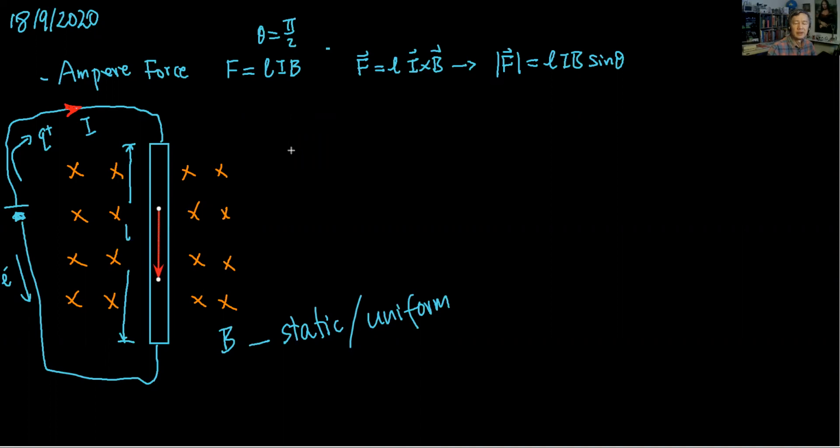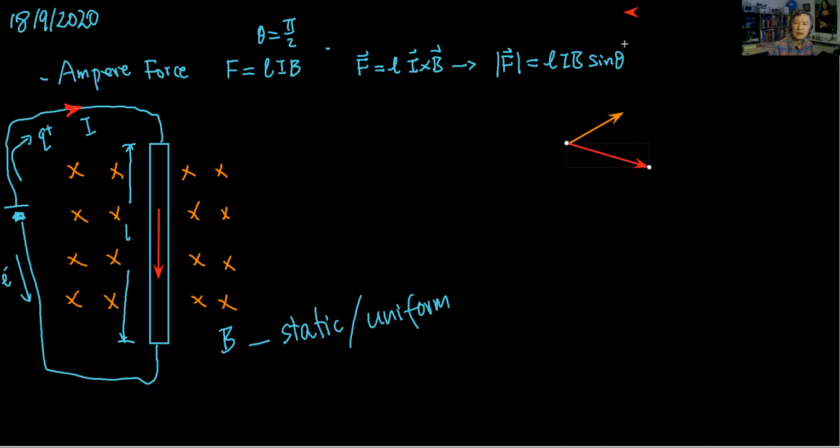From this diagram, can you convince yourself that the angle between these two is 90 degrees? Yes, that's right. Now, have you studied the cross product in vectors? Yes. So how to define it? In this case, we have two vectors: the magnetic field and the electric current. In this case it's 90 degrees, but in general we just call this angle theta.